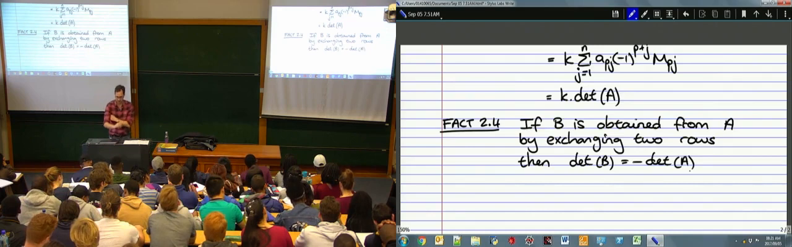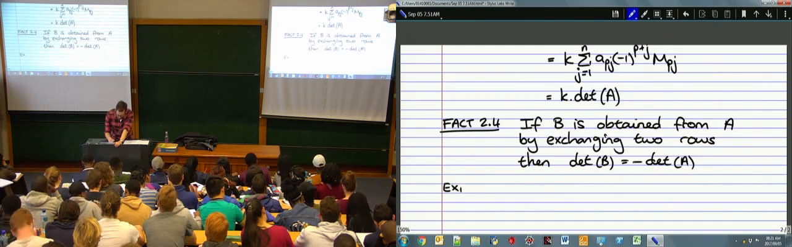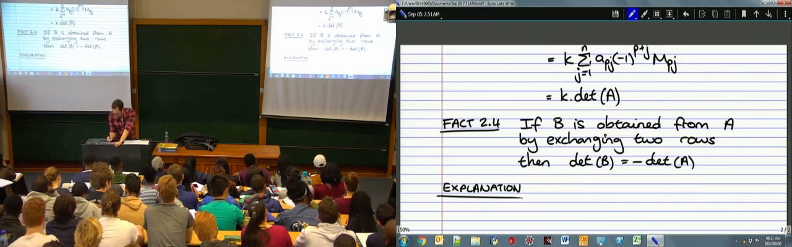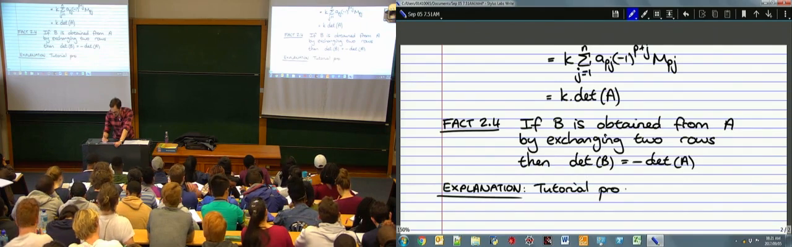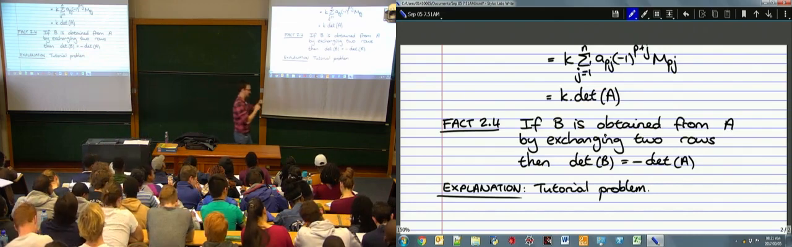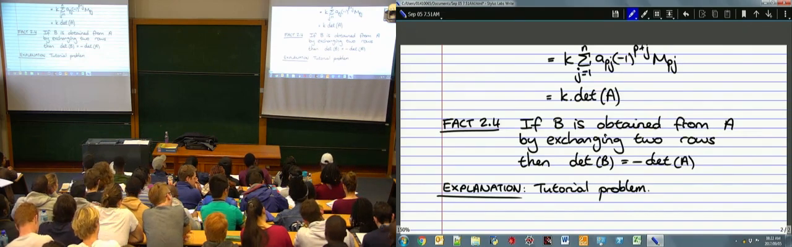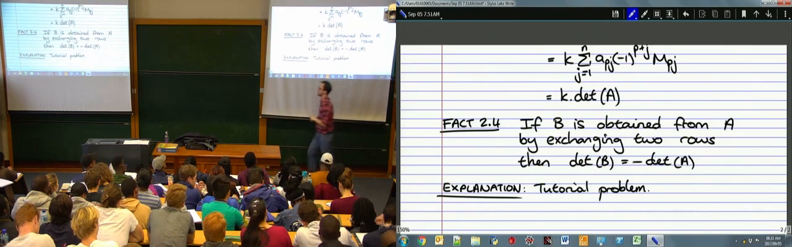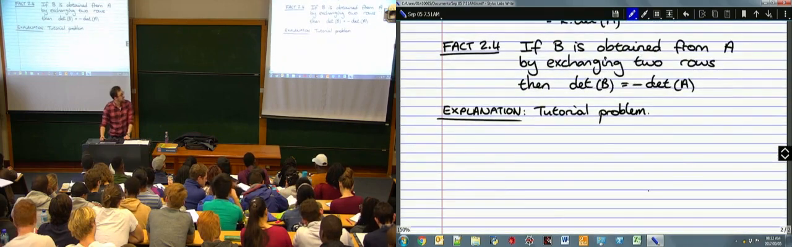And the explanation for this is something that you will see, or you'll actually do for yourselves in the tutorial. It's, I think, a tough problem next week. So this will be something that you'll do for yourself. The basic idea is that you'll start by showing what happens when you exchange two adjacent rows, and then you'll work from there. Okay. So I'm not going to spend a lot of time speaking about this now. If you have any questions after next week's start about this, come and speak to me.